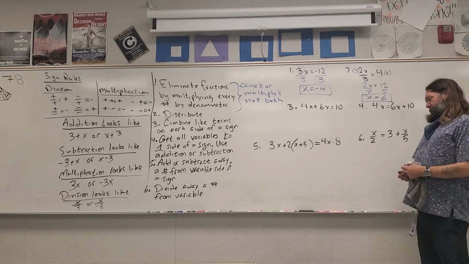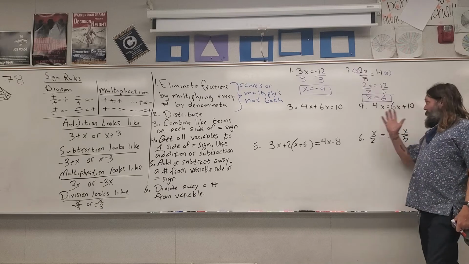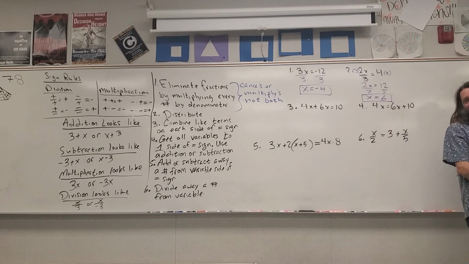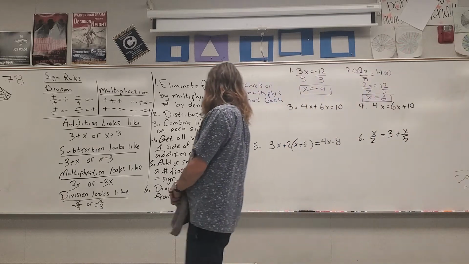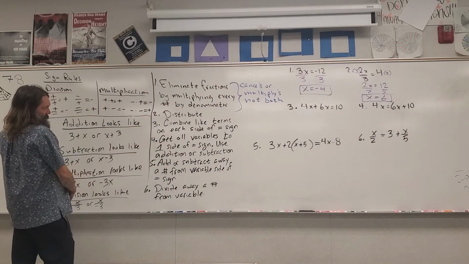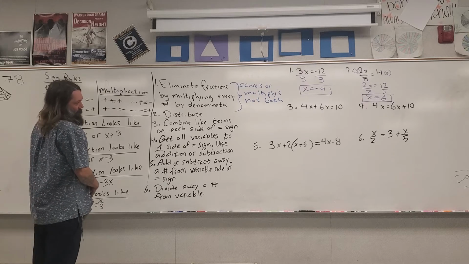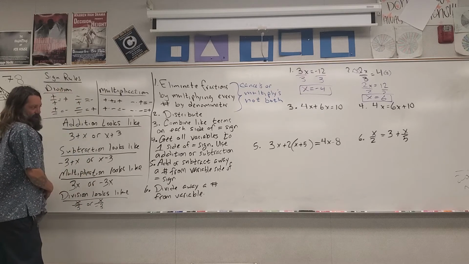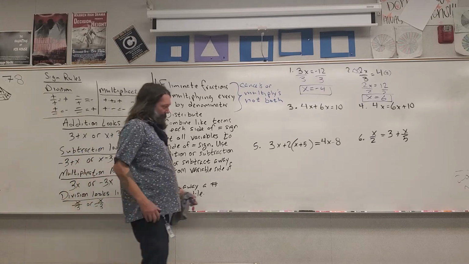Problem 3 and problem 4, they look a lot alike. And it's not by accident they look a lot alike, because a lot of students get steps 3 and 4 confused. Combine like terms on each side of the equal sign, or get all variables to one side of the equal sign. Use addition or subtraction. We get these mixed up.